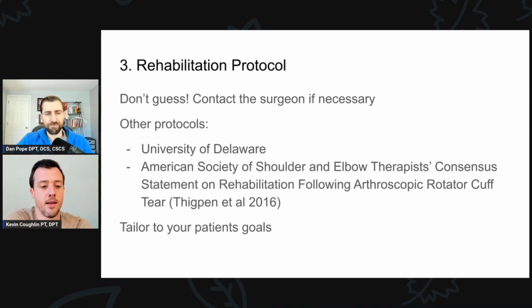So in that case, one group of protocols that we're a fan of for all different types of surgeries is the University of Delaware. They have great protocols on their website. And I think those make a lot of sense. The other one, which we spoke about on a previous podcast, is the American Society of Shoulder and Elbow Therapists consensus statement. That's a great one too, right? There's a link in the show notes. So there are good ones that you can find on the internet.